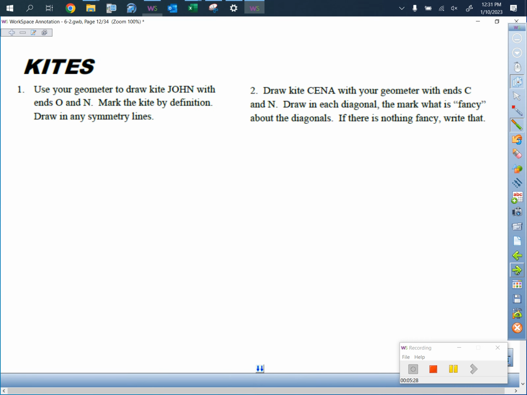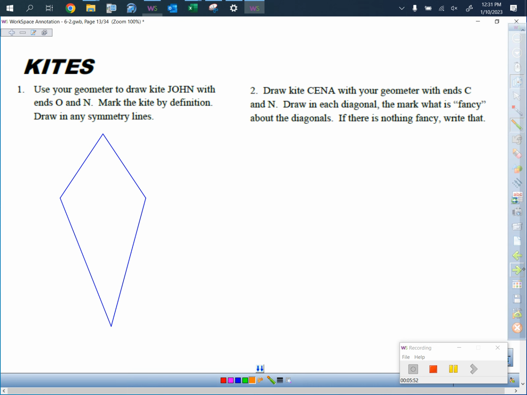Let's go to the practice worksheet and do some problems about kites to get a little more in depth with them. So on number 1, they say use your geometer to draw kite JOHN with ends O and N. Mark the kite by definition and draw in any symmetry lines. Remember, there's not a kite on your geometer, so you're just going to have to take your straight edge and do your best job of making one. It's not going to be perfect, but give it a shot.